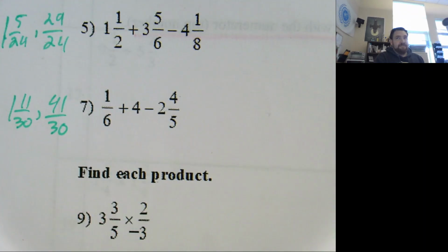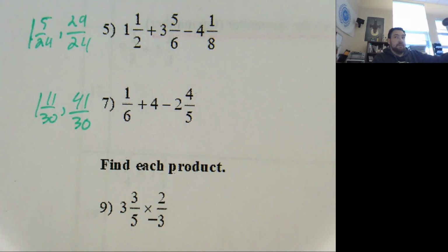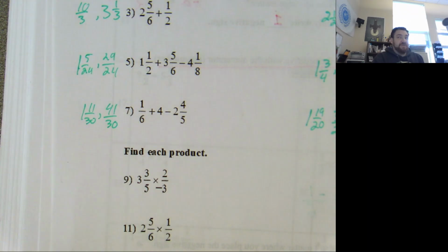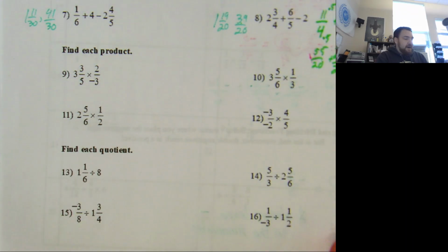Okay, Garrett, you wanted 7? Okay. 1 and 11 over 30, or 41 over 30. Hassan, I haven't even given the answers for 12. Let's give you the bottom 8 answers.